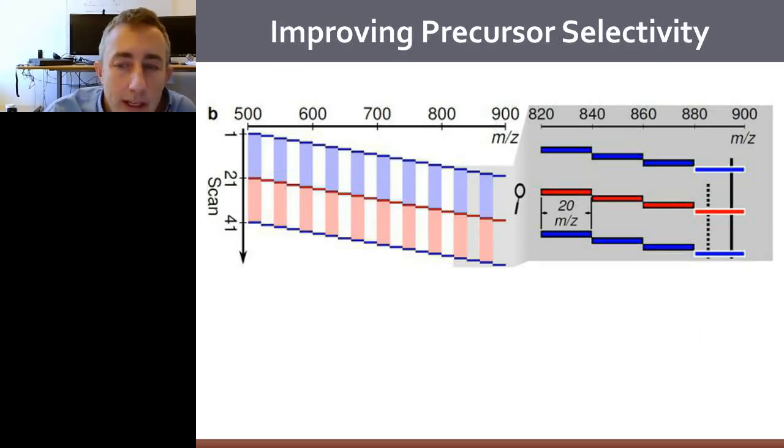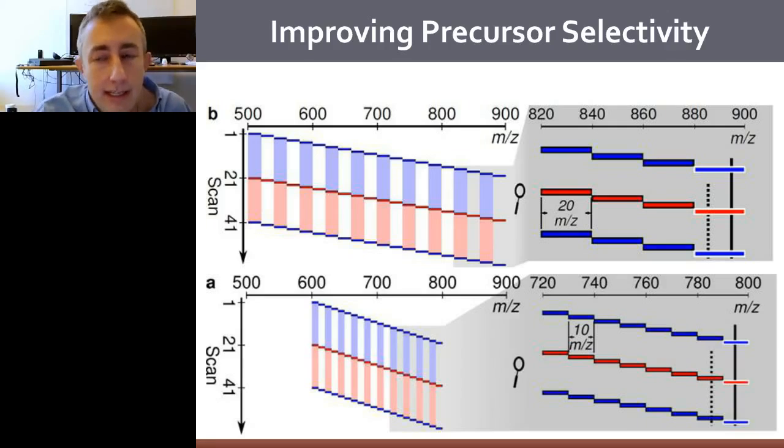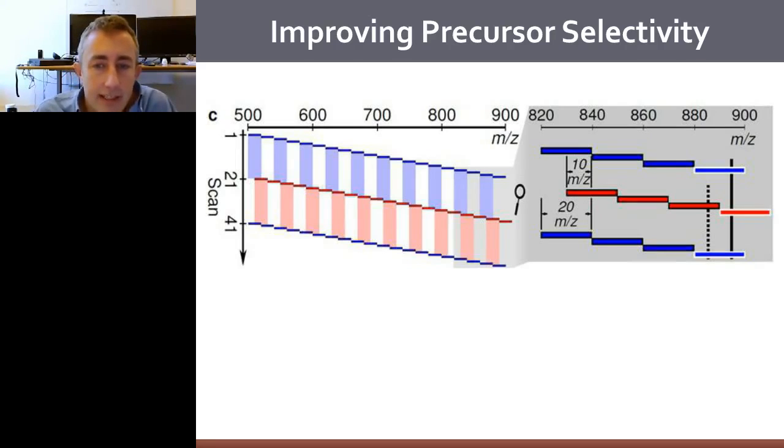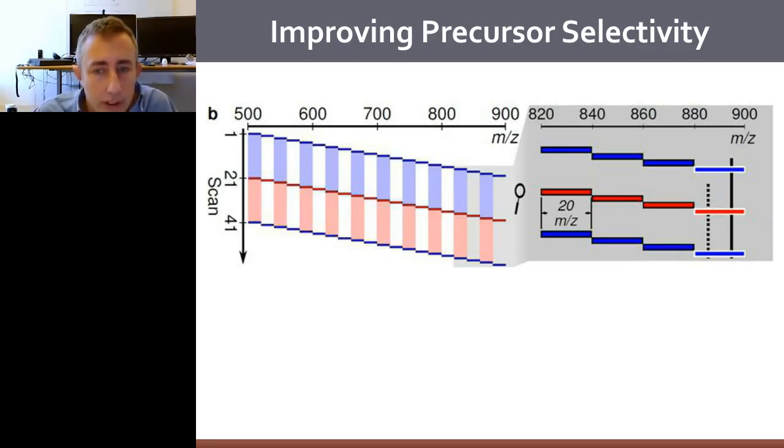So if you had 20 mass-to-charge worth of data and you had 2 individual peptides that span those isolation windows, what we'd want to do is shrink the windows down to 10 mass-to-charge and cover half the mass range. You'd improve the specificity, but you'd miss things from 500 to 600, 800, 900, or 200 mass-to-charge that are outside the window.